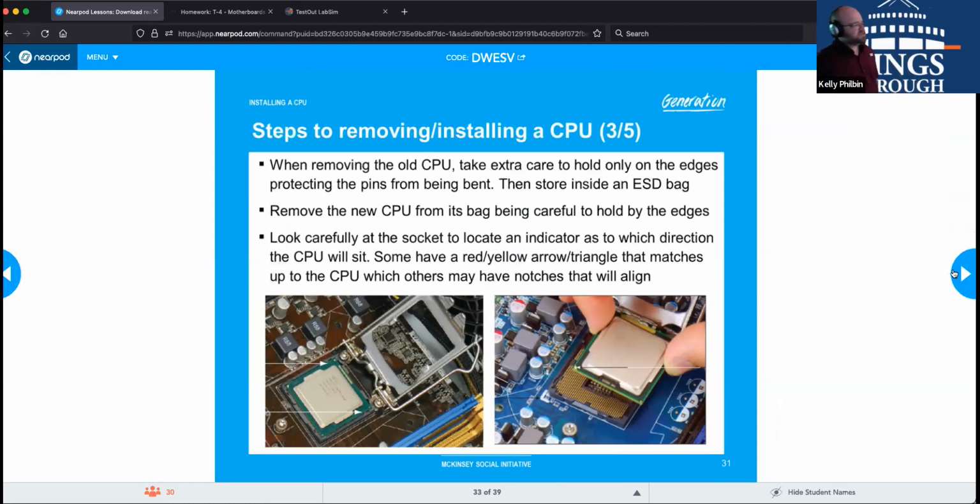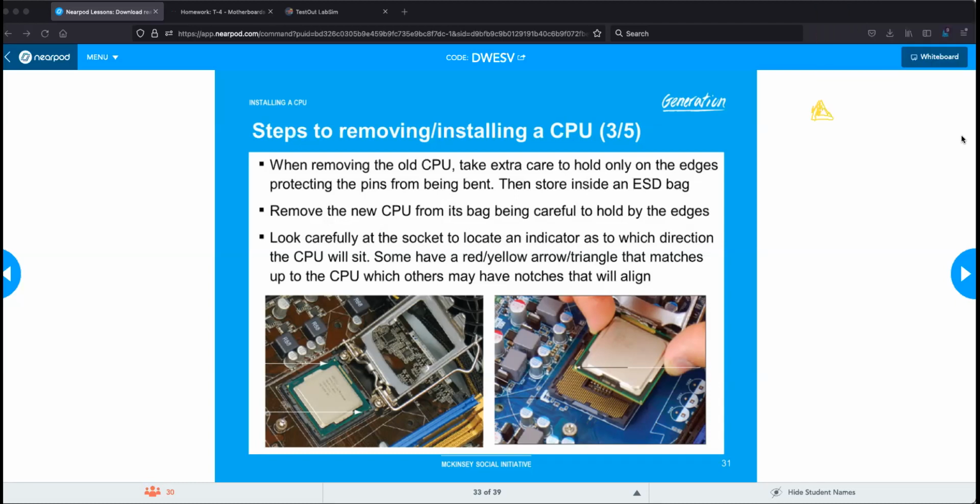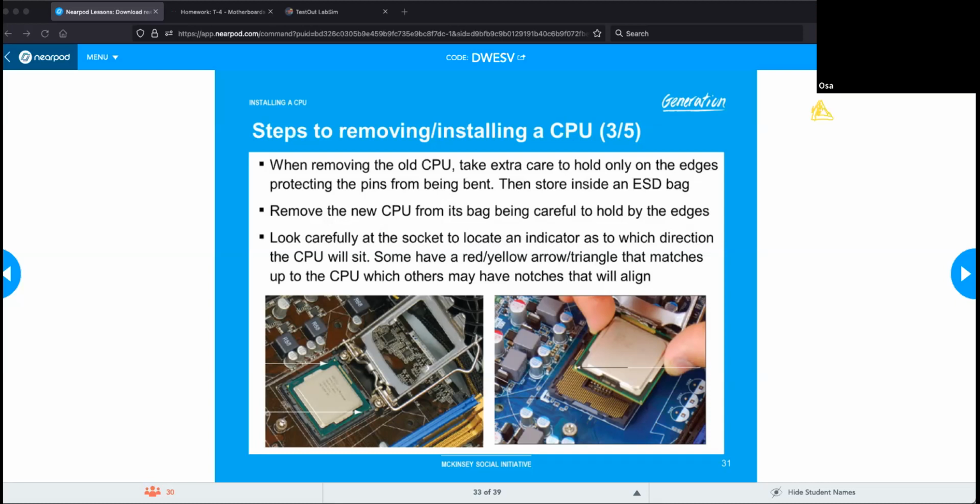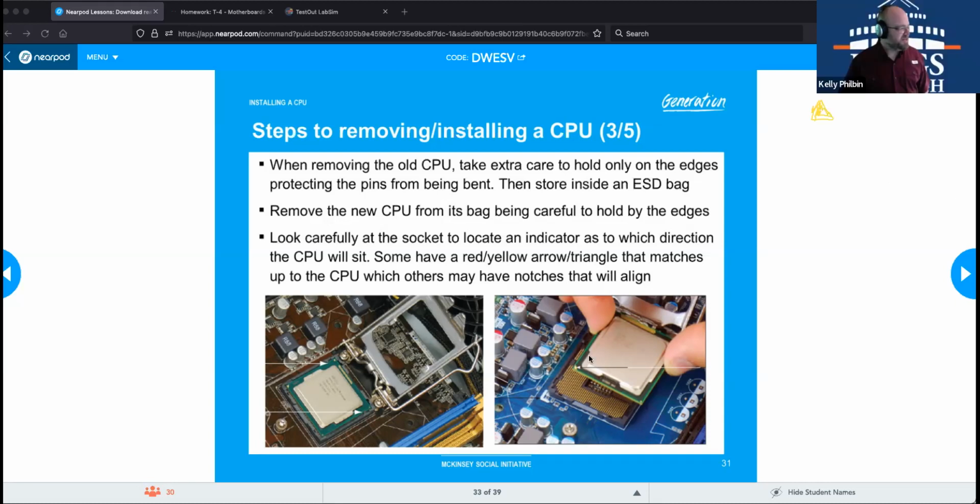Now, when you're installing, we're going to be looking for a yellow triangle. What does the yellow triangle mean? Insert here, or no pin, or to grab it by the edges? It's the orientation that the CPU should go in the socket. Okay, so what does the yellow triangle indicate? The north point?